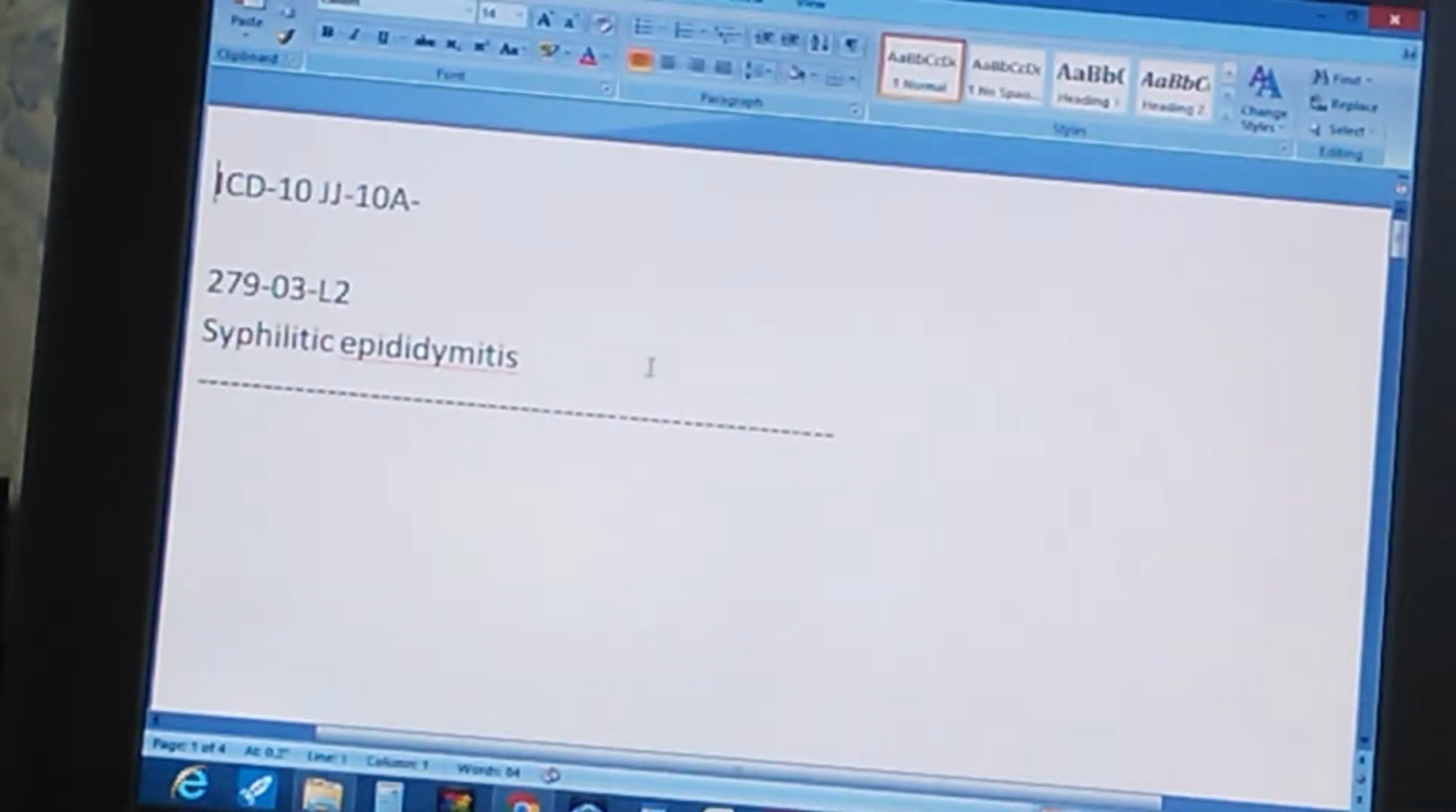ICD-10 JJ-10A, page 279, exercise 03. This is a level 2 exercise. It's a level 2 because it's not so clear. There are some things there that might confuse you, so be careful, okay? The problem reads like this. Syphilitic epididymitis. Syphilitic epididymitis, okay?